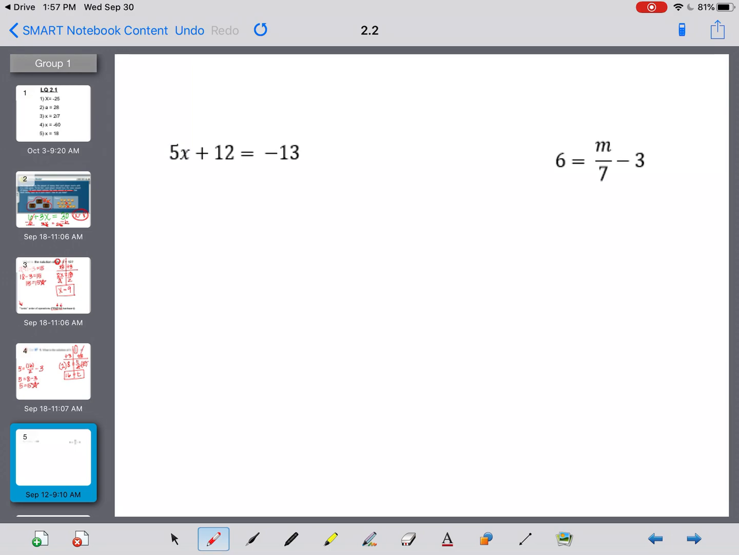Okay, right now would be a great time to pause and see if you can do these two on your own. Remember to do the opposite operations and work backwards in PEMDAS, or think of it as a couple and a third wheel and get rid of that third wheel first.